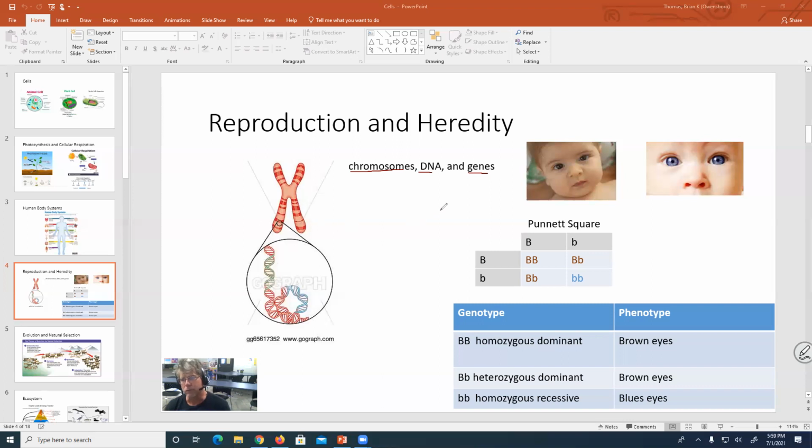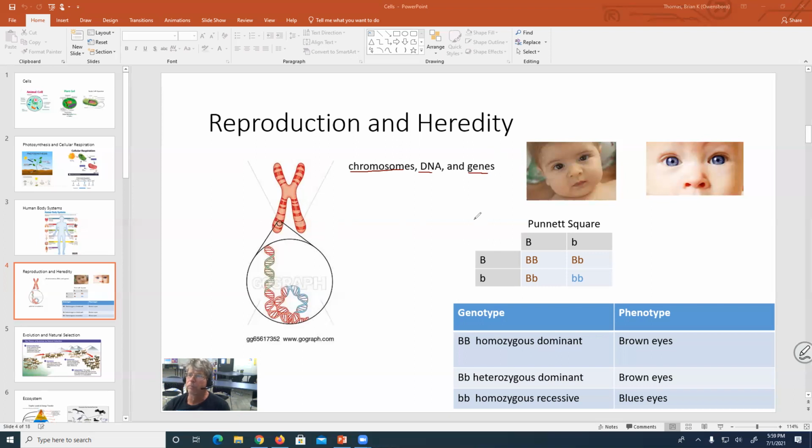These genes are what pass on our traits to us. So those are some key words there. Chromosomes carry the DNA material, and then the DNA is what passes on these traits, or your genes.